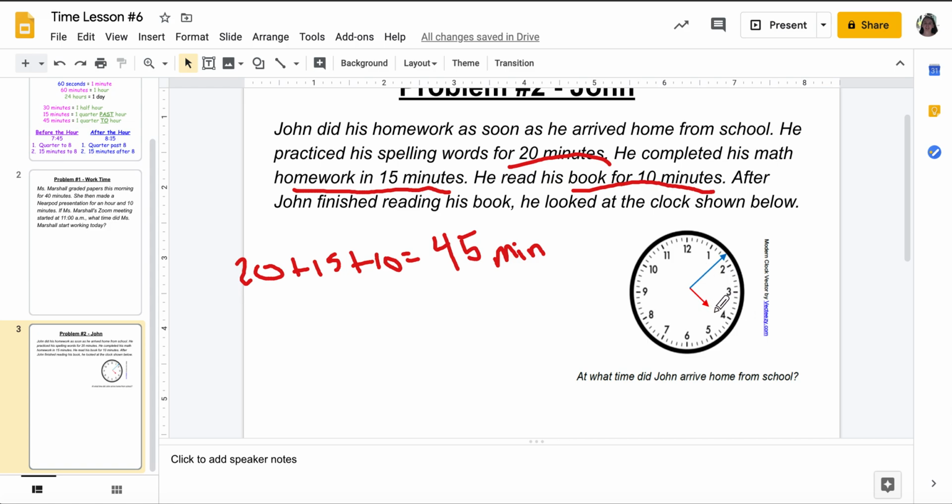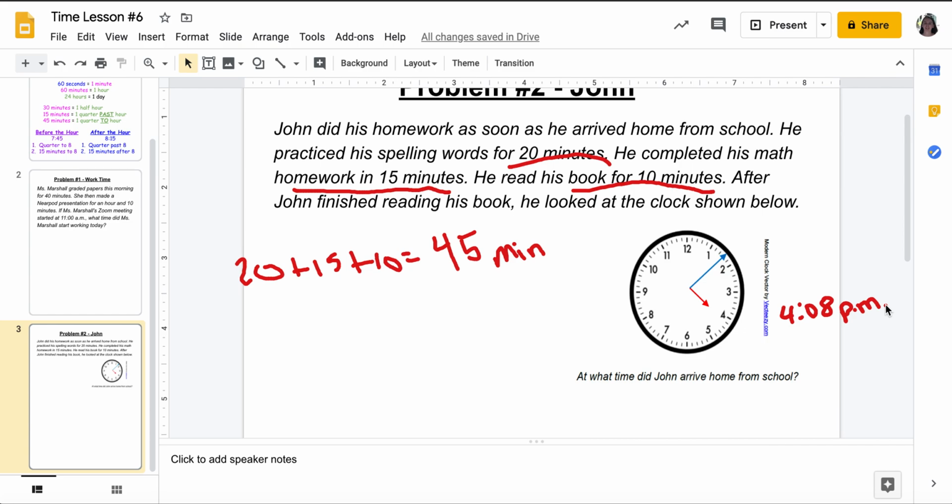My hour hand's past the 4, and my minute hand is at, here's 5, 6, 7, 8. So my minute hand's at the 8. It's past 4 o'clock, not quite 5, so the time on my clock says 4:08. And I'm going to assume it's PM because it's homework after school. It wouldn't make sense for it to be AM, would it? Because would he be doing his homework at 4 o'clock in the morning? No. So I'm just going to assume it's PM.